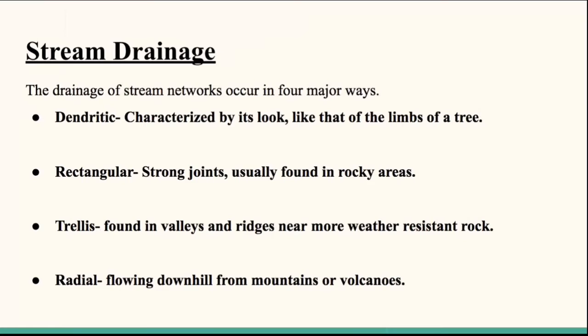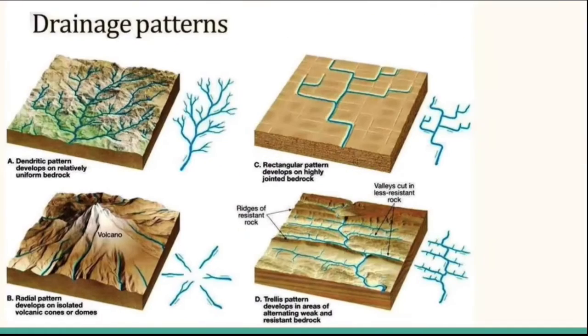Another important part of streams is stream drainage, and there are four main kinds: dendritic, rectangular, trellis, and radial. Dendritic drainage is characterized by its looks, and it looks like the end of a tree limb. Rectangular drainage has strong joints and is usually found in rocky areas. Trellis drainage is found in valleys and ridges near more weather-resistant rocks and looks like a trellis on the outside of a house. Radial drainage is flowing downhill from either mountains or volcanoes. Here are some images of the different kinds, and you can see the differences.